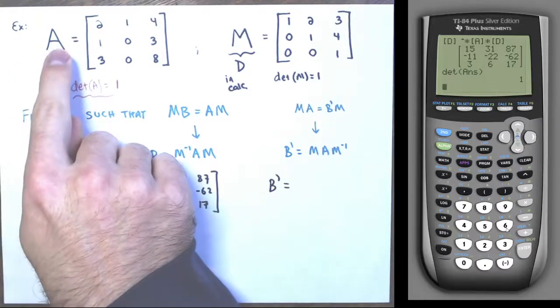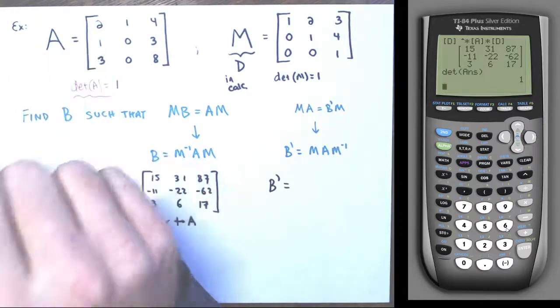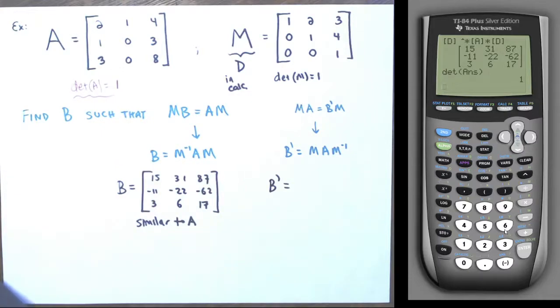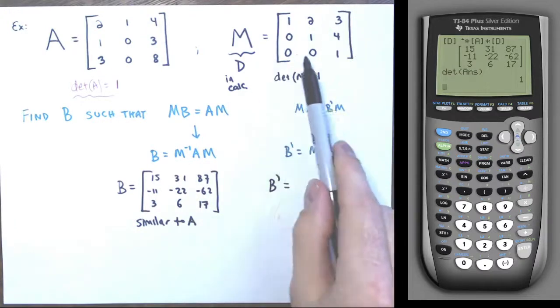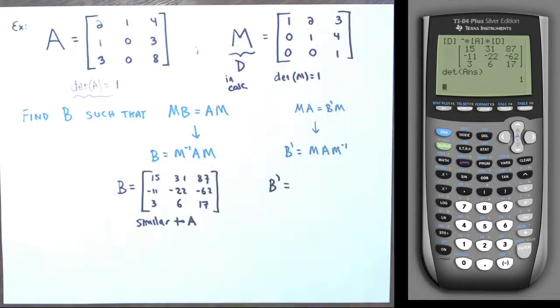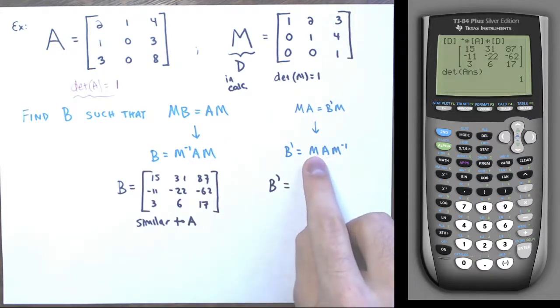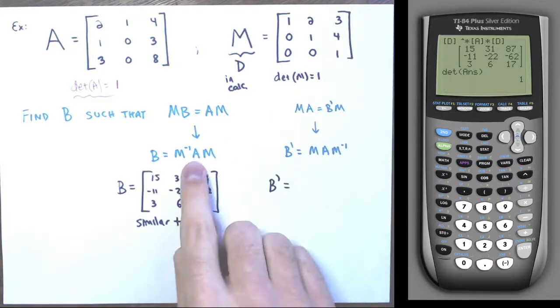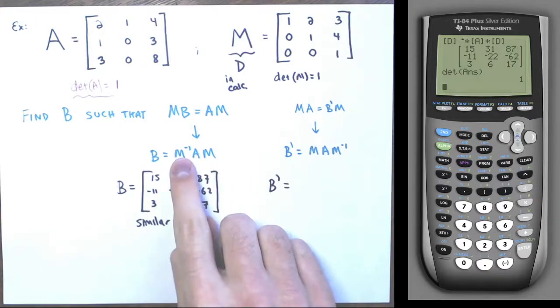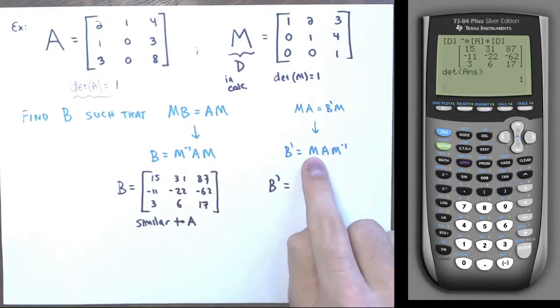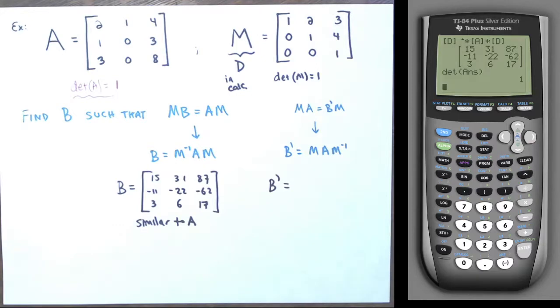If you're given a square matrix and asked to find some similar matrix, just take any matrix that's invertible of the same size and multiply your matrix by that matrix on one side and the inverse on the other. So I did that here with the matrix on the right, the inverse on the left. I did it here with the matrix on the left, the inverse on the right. Either way, you're getting a similar matrix to matrix A.